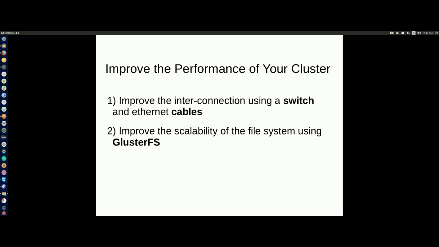So our cluster has two major problems. One is that the interconnection provided by the home wireless network is quite slow compared with a cabled network composed of switches and Ethernet cables. So in this video, I'm going to show you how we can improve the interconnection by changing from a wireless interconnection to a cabled interconnection using switches and cables.